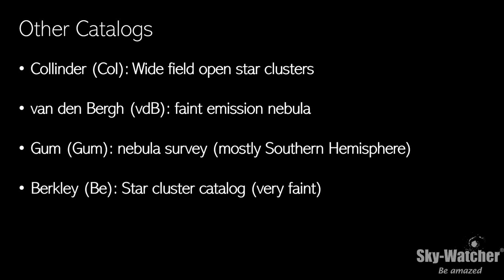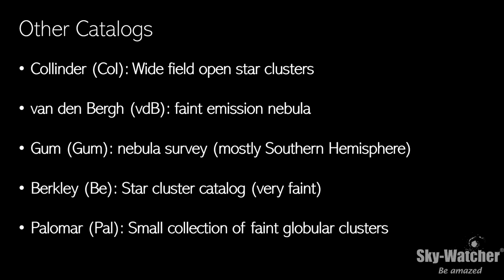Berkeley or BE, these are really difficult, fairly faint open clusters of star clusters, so that's another one to look out for. Sticking on star clusters, a favorite of mine, if you're really looking for a visual challenge and you like globular clusters, is the Palomar clusters. The Palomar clusters is a very short collection of globular clusters that were found during the Palomar Sky Survey, I think in like the 60s or something like that. But it's a very small list of clusters, but they're fairly faint objects.